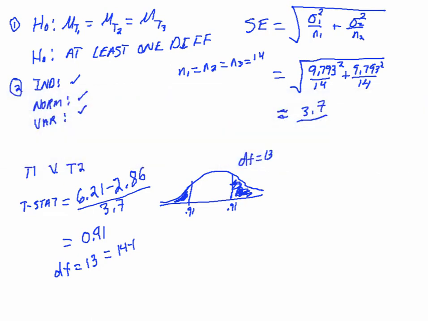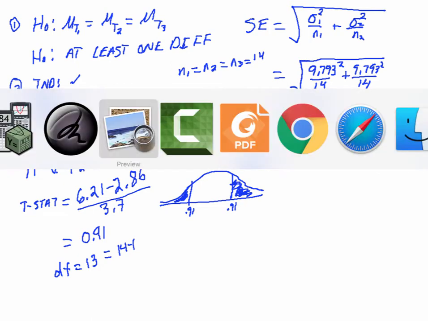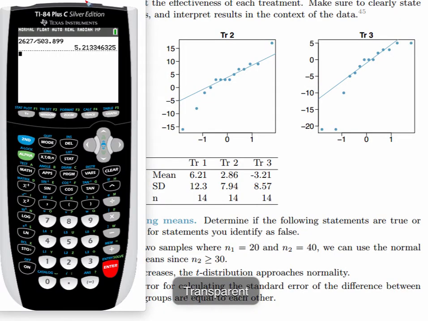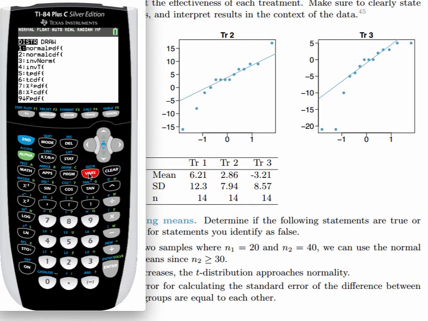Just go use the TCDF. I've got to shut off my whiteboard first. There's my calculator. So let's go ahead and clear that out. And we'll go second distribution, and I'm going to go down to TCDF.